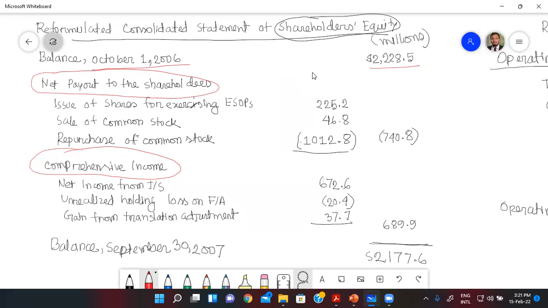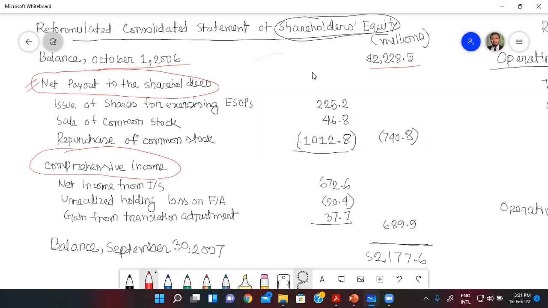So that amount will be a minus. Okay, so I have applied it. So have you got it? The idea of net payout to the shareholders: anything that increases the equity value will be positive for the shareholders' equity, and anything that reduces the value of shareholders' equity will be negative. And netting out the positive and the negative indicates the net payout to the shareholders.